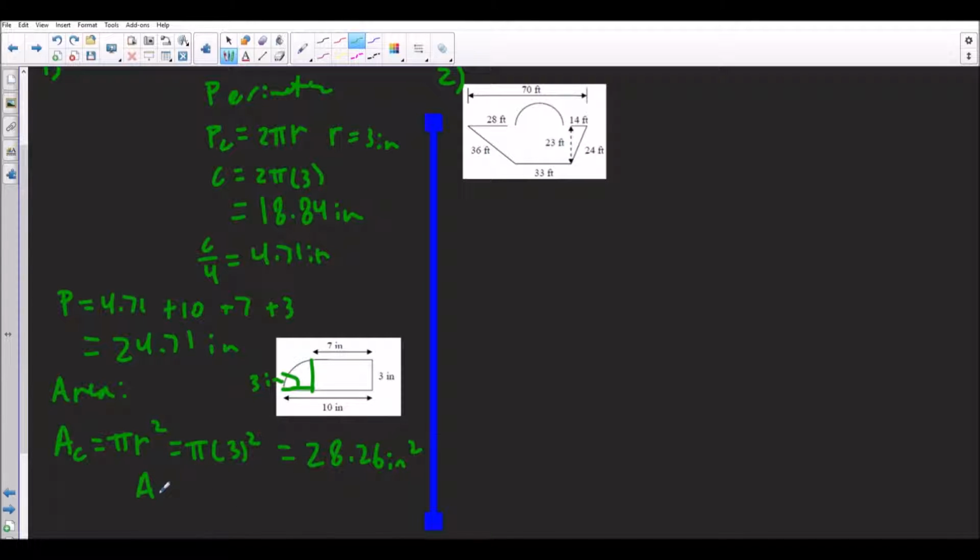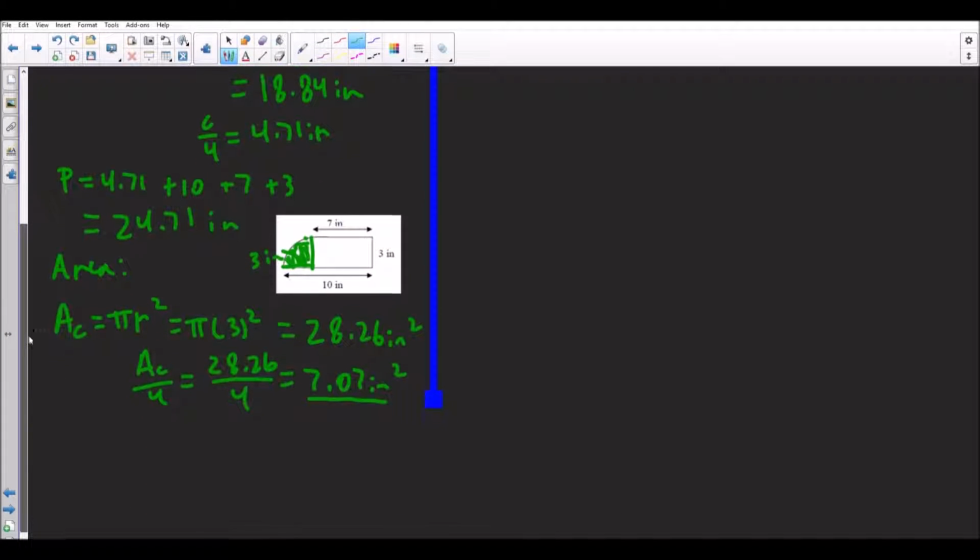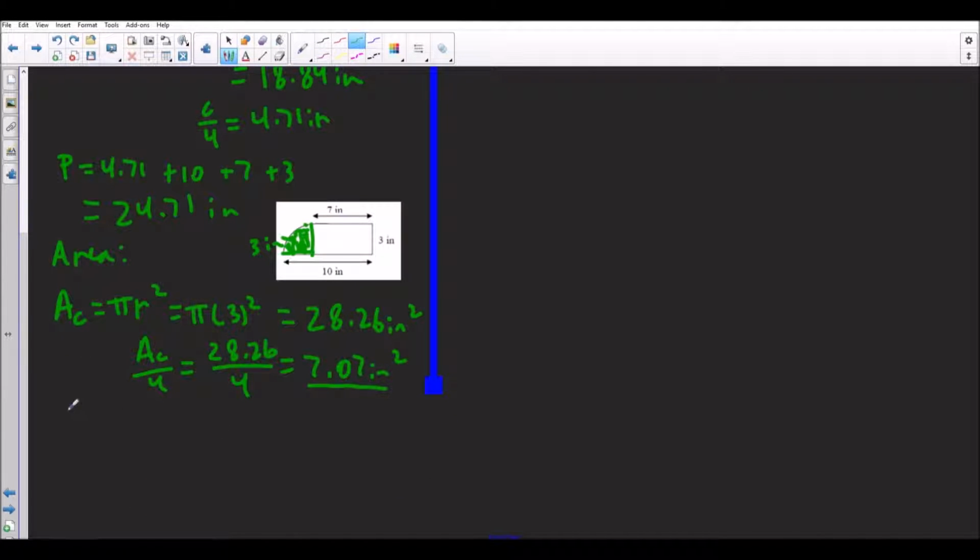So we're going to have to divide that by 4. And that's going to be 28.26 divided by 4, which is 7.07 inches squared. So that is the area of this quarter of the circle. We still need to find the area of this rectangle. But thankfully, the area of rectangles is fairly easy to find.